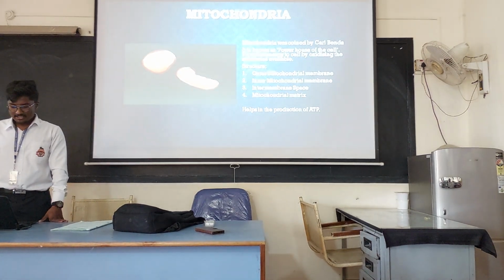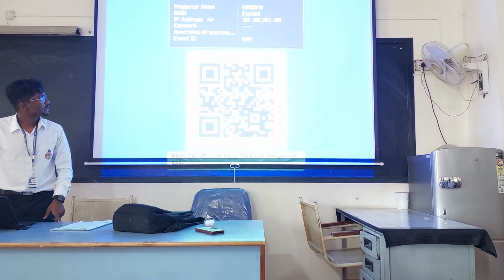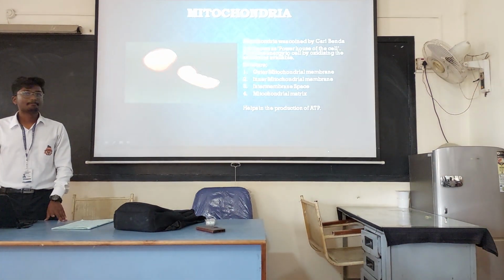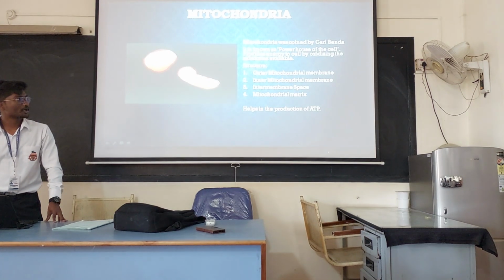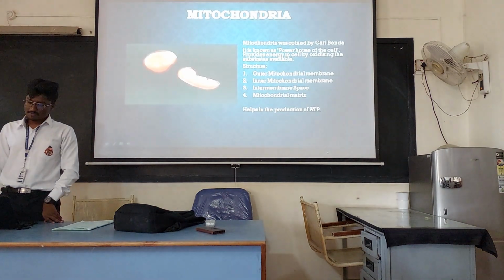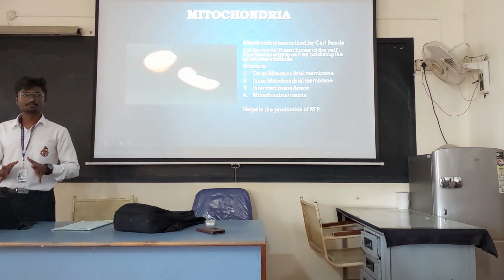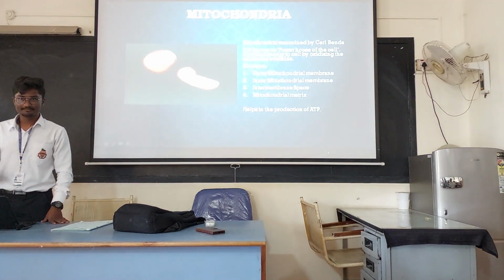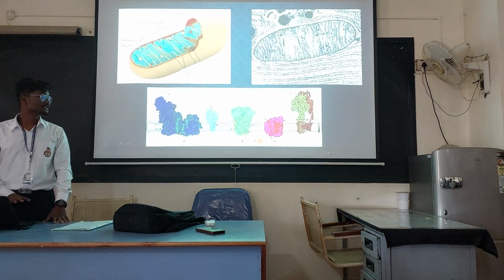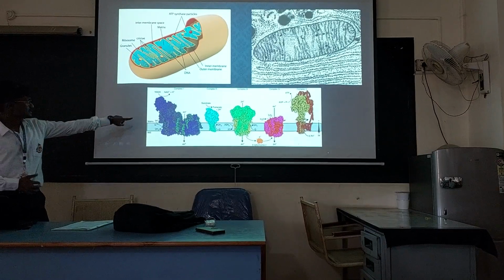The term mitochondria was first coined by the scientist Carl Benda. And it is called powerhouse of the cell, as you all said. Mitochondria's main function is to synthesize ATP. ATP is the energy currency of the cell. So let us go to the structure of the mitochondria.